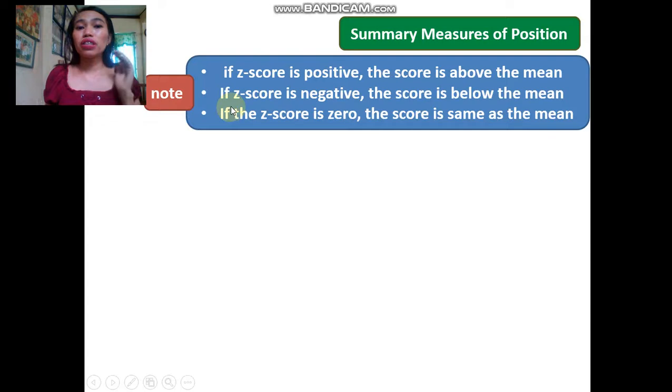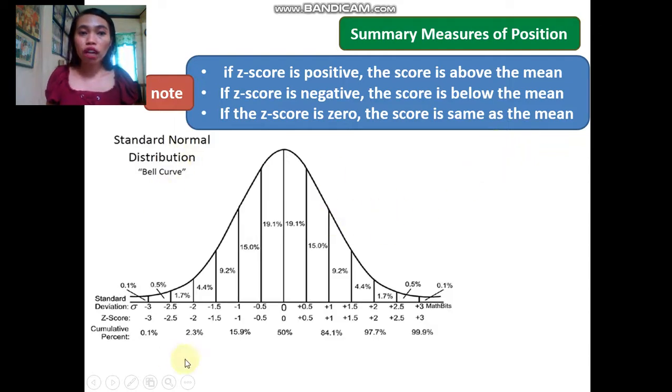Note, if the z-score is positive, the score is above the mean. If the z-score is negative, the score is below the mean. If the z-score is 0, the score is the same as the mean. So we have here the standard normal distribution, or what we call the bell curve. As you can see, we have the z-scores here. The mean is 0, the positive is above the mean and the negative is below the mean.